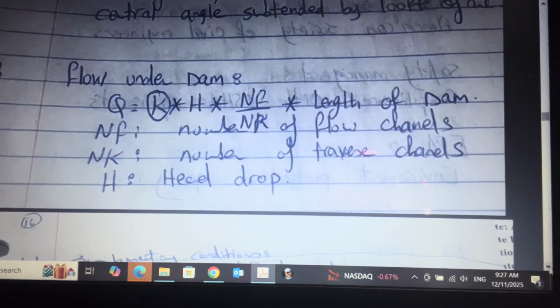NF is the number of flow channels. ND is the number of equipotential drops. You can count it when you have a question. And H is the head drop, the difference between heads before the dam and after the dam.